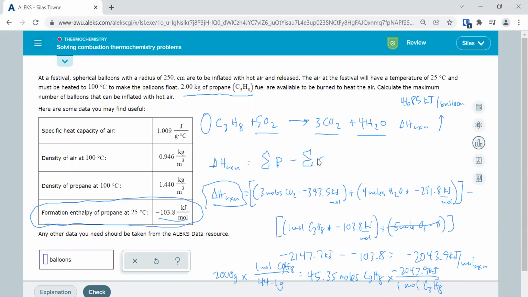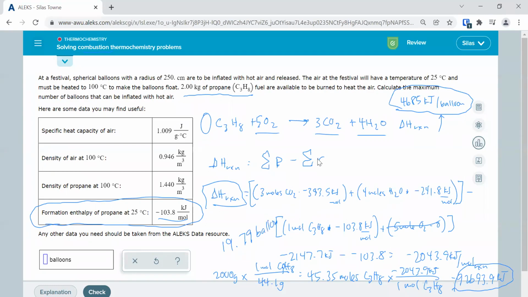But if I multiply those two numbers, 45.35 times 2043.9, I get negative 92,693. That many kilojoules available. So that's the amount of heat available. So I could make these positive. This is how much it takes per balloon. They're both in kilojoules. So I'm going to do 92,693 available, divided by the 4,685 of each balloon, and I get 19.79 balloons.